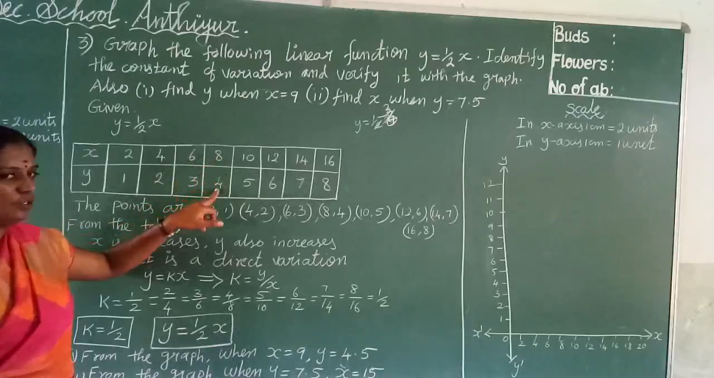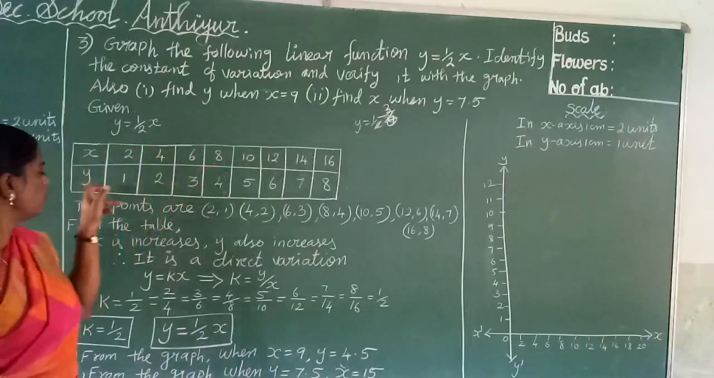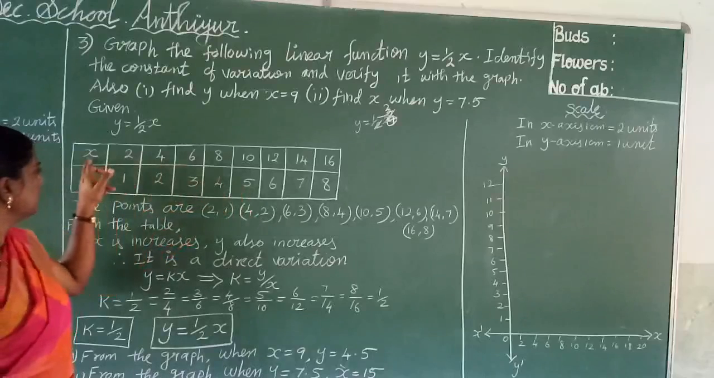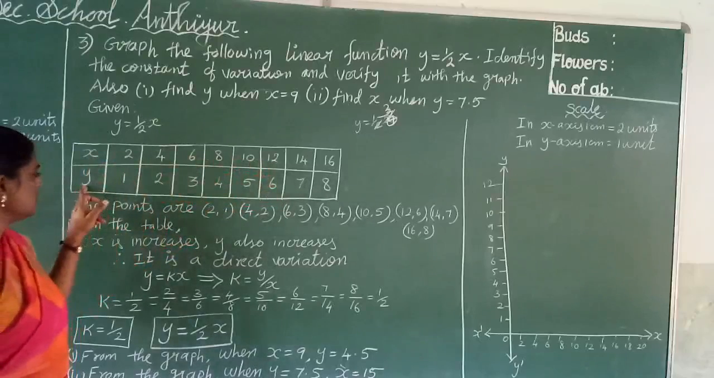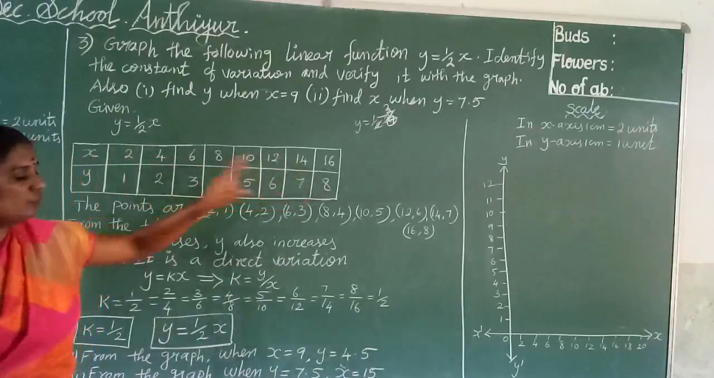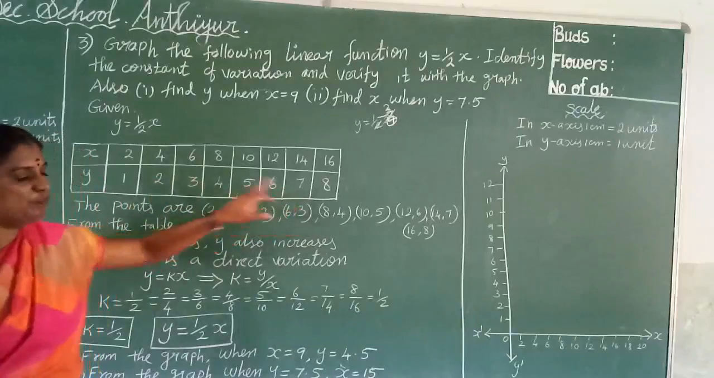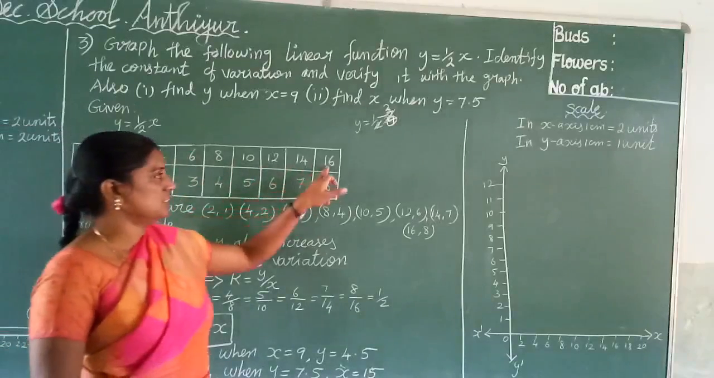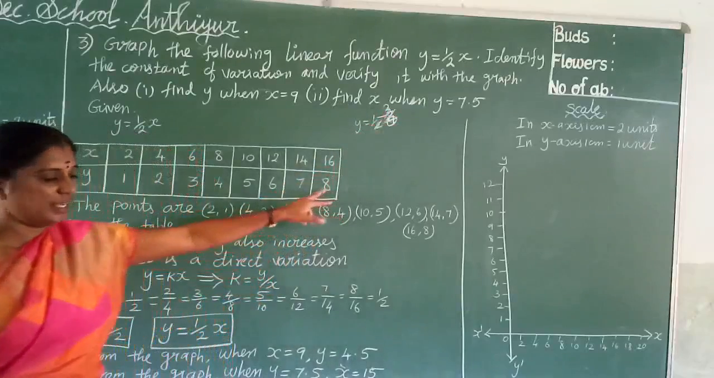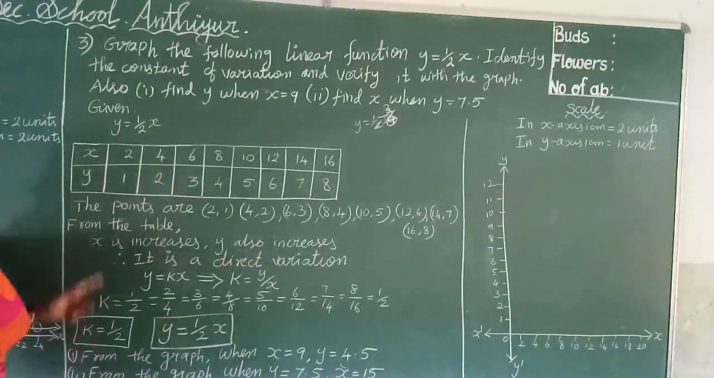X is 8 means y is 4. X is 10 means y is 5. X is 12, y is 6. X is 14, y is 7. X is 16, y is 8. So like that we select the numbers.